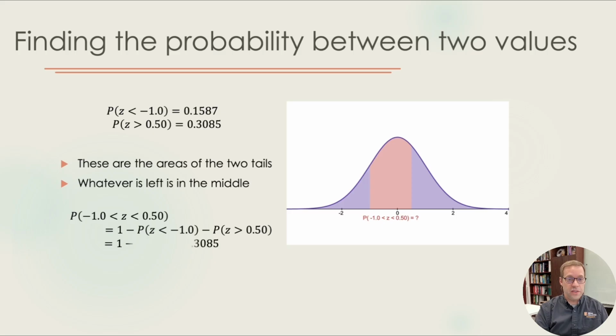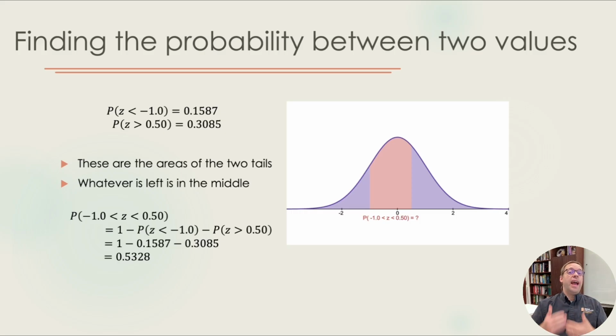All right, we have our values of 0.1587 and 0.3085 for the left and right tails respectively. So we're going to subtract those two tails out, and we're left with an area in the middle of 0.5328. That would be the probability of randomly getting a value with a z-score between -1 and positive 0.5.